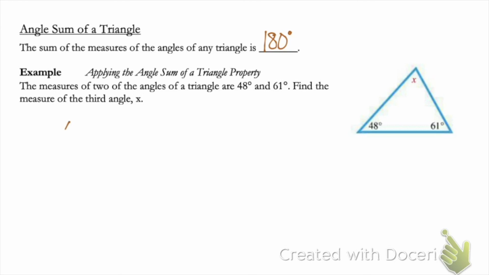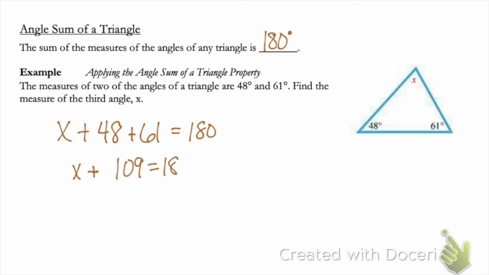Okay, one way we can solve this is by setting up an equation. X plus 48 plus 61 degrees, all three of them, equals 180. And we solve for x. Now, another way you might do it is taking 180 and subtracting 48, subtracting 61 to get your x value. Both ways are great.